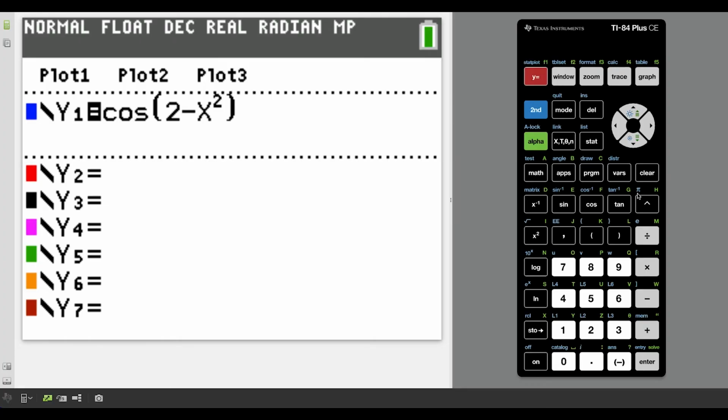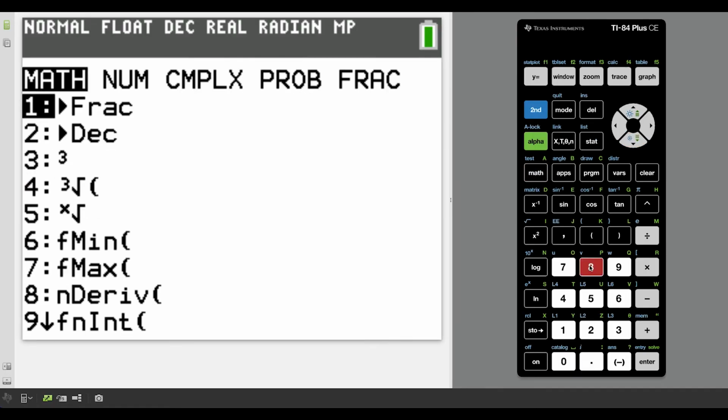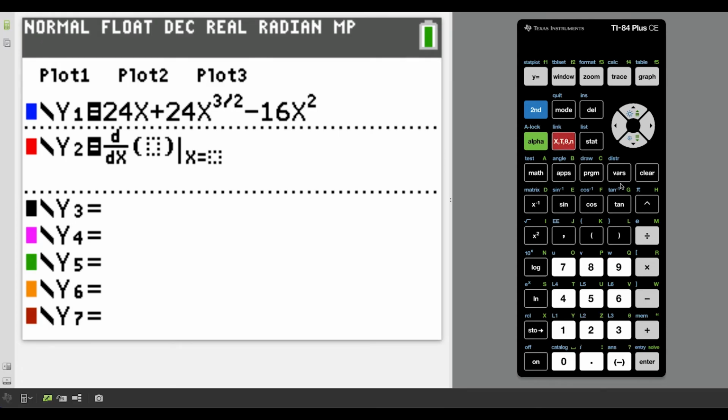So what we should do is go over to y equals, and we're going to type in our function. We have 24t, but we're going to use x, plus, and then we have 24x to the 3/2 power. And then at the end, we have minus 16x squared. Remember, we're just replacing t with x. Now we could take the derivative by hand, but let's say I'm too tired at this point to do power rule. So we're just going to press math 8. Derivative with respect to x.